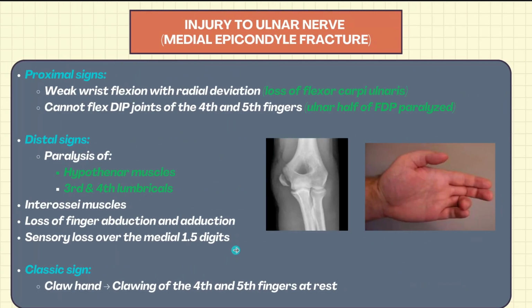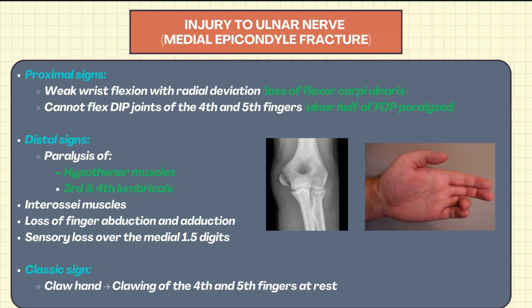Now, injury to the median nerve. In here, ulnar nerve, I'm sorry. Injury to the ulnar nerve is going to be from a medial epicondyle fracture. If it's a medial epicondyle fracture, that means there's going to be an injury to the proximal part of the ulnar nerve. So you're going to have issues. There are going to be proximal and distal signs.